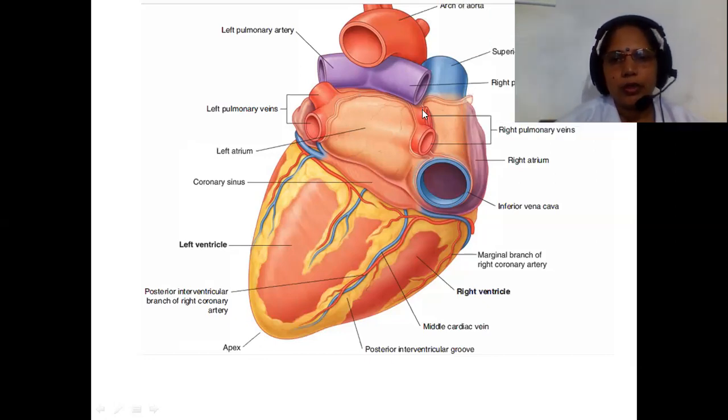You have the superior right pulmonary veins, inferior right pulmonary veins, superior left pulmonary veins and inferior left pulmonary veins. So these are all blood supply. This structure is called blood supply. This is fat, and this is the coronary sinus.